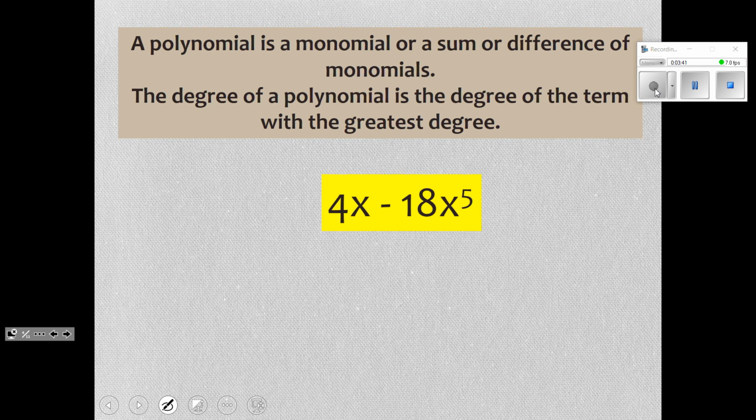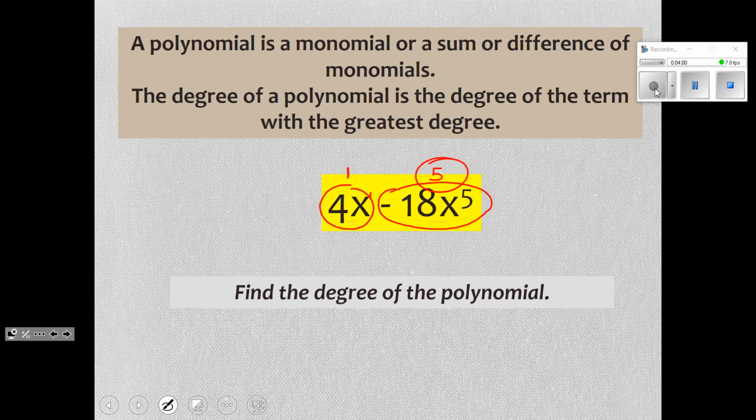In this example, we have 2 terms, or 2 monomials. Let's find the degree of each. 4x has an exponent of 1, so the degree of that is 1. Negative 18x to the 5th power has a degree of 5, so the degree of the entire polynomial is the higher one, which is simply 5.